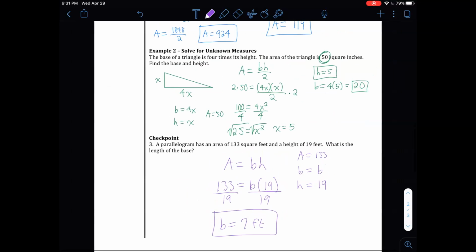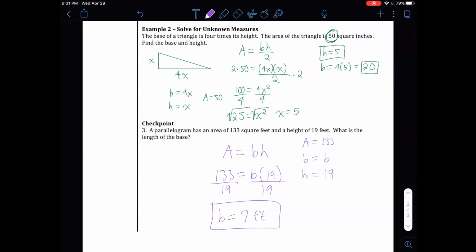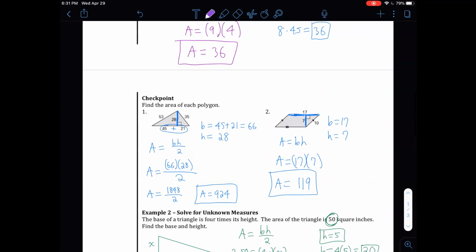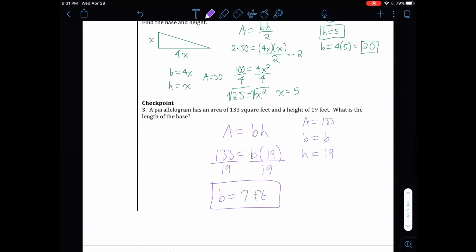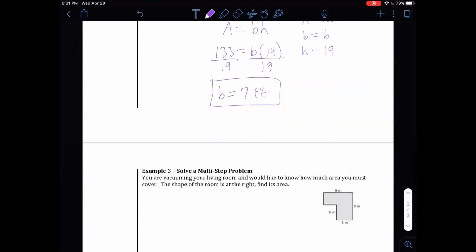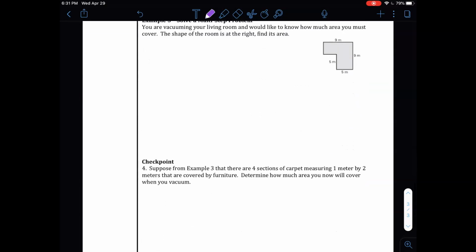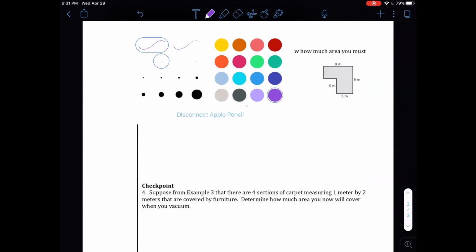Okay, so that was just a little bit easier version. Basically, we were doing these problems up here. We were solving for the area, and these ones down here, we're looking for actual lengths. We did stuff like that before in geometry. All right, we're going to do one more example. We're not going to do checkpoint 4 because I don't like that one that much.